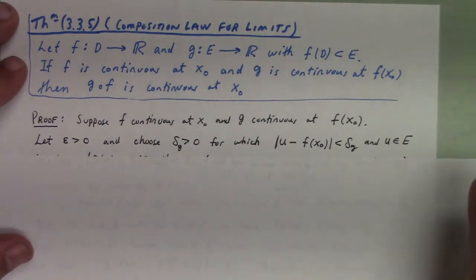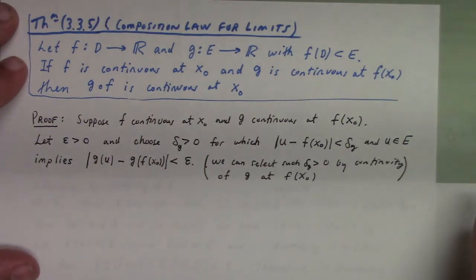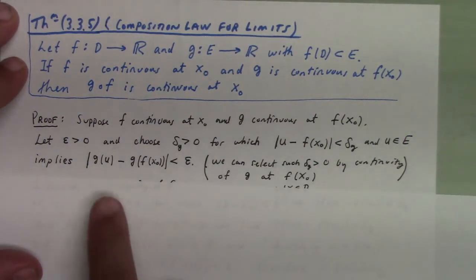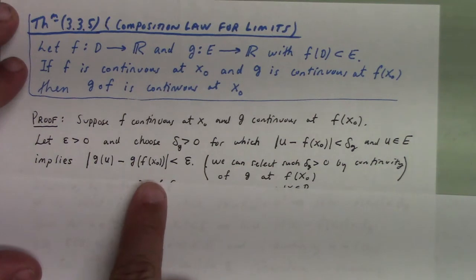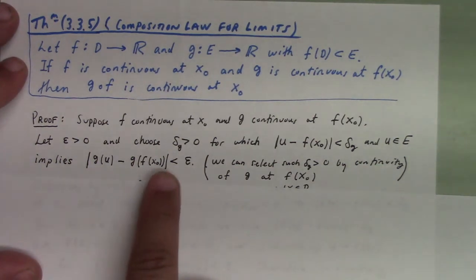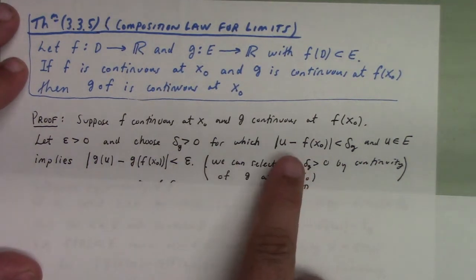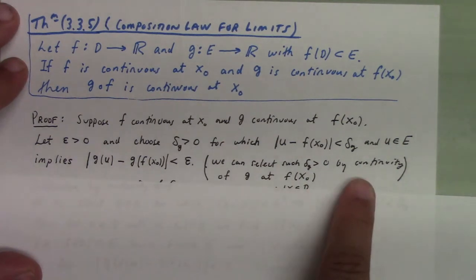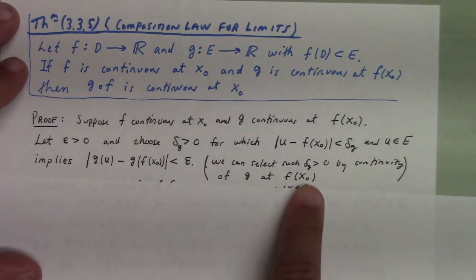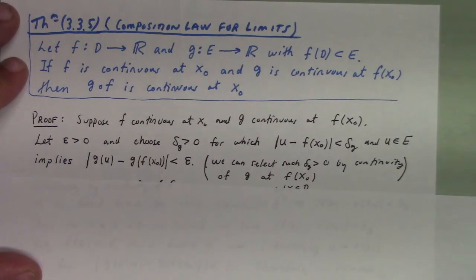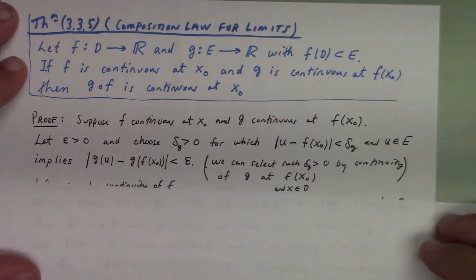All right, because why? As my little brother used to say, 'cuz be why.' So g of u minus g of f of x naught is less than epsilon. Well, I can get this implication for appropriate u because we know that we have continuity of g at f of x naught, right? Okay, so that's piece of evidence number 1.